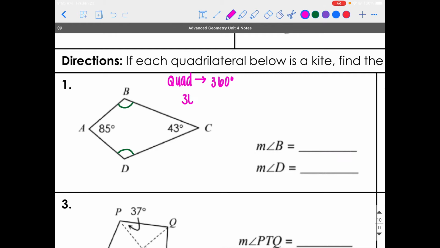So, if I were to take 360, and I'm going to subtract angles A and C, so minus 85 minus 43, that's going to give me 232. So I know that angles B and D together make 232 degrees. And since they are equal, I can take 232 and divide that by 2 to get 116. So each of those angles are 116.